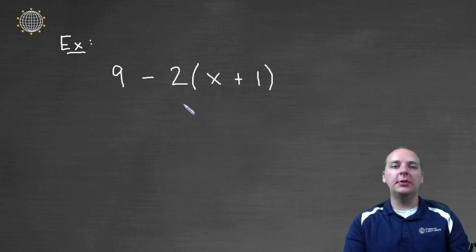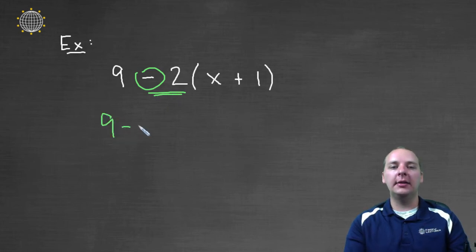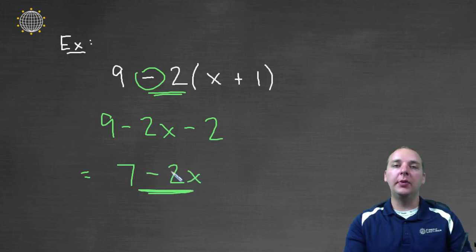A lot of students forget that a negative sign would be distributed to all the terms inside the sum or difference. So in this case, we're distributing negative 2. So here we'd have 9 minus 2x minus 2. Combine the like terms of 9 minus 2, that makes 7 minus 2x, and we're done. So anyways, hopefully that helps you understand the distributive property.